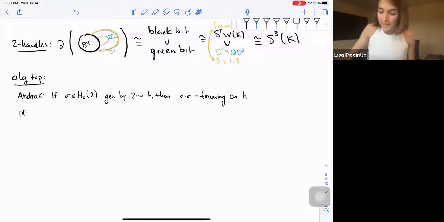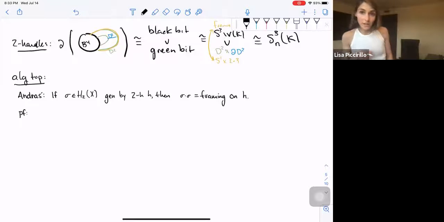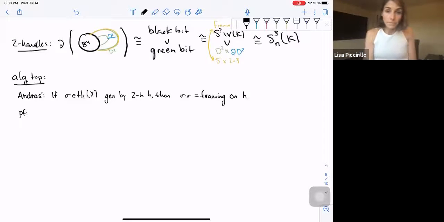So what does that tell us? It says that we're sending the meridian of this solid torus onto our framing curve. So the Dehn surgery that I've done here is exactly the same. This sort of has the same framing as the framing I used to attach the handle. Okay.